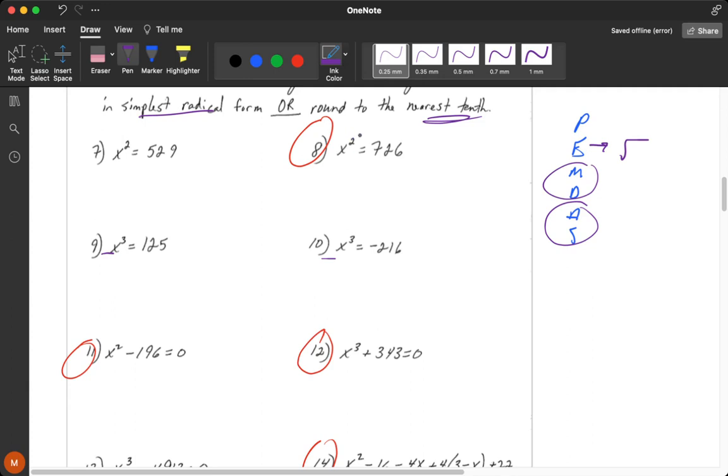So since it's a square, I'm going to take the square root. 2 squared is equal to 4. Well, the square root of 4 is equal to 2. So that means the square root of 2 squared is equal to 2. So you see the square root and the square will cancel each other out. So then from here, when I take the square root of x squared, that isolates the x and gets it all by itself. Well, what I do to one side, I have to do to the other.